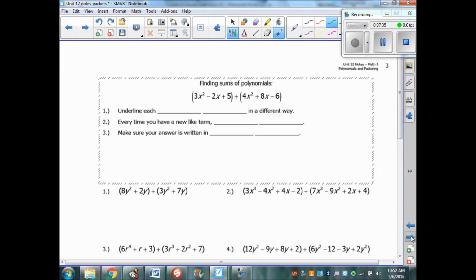So let's talk about finding sums, or adding polynomials. I've got a trinomial plus, the sign is in between, another trinomial. We've got some steps. I'm going to take out the word underline and I want to put in the word highlight.